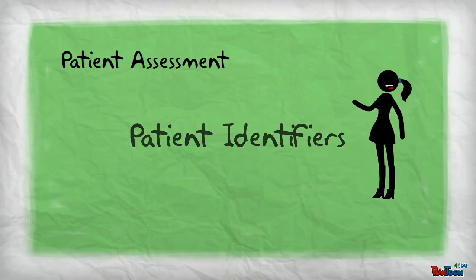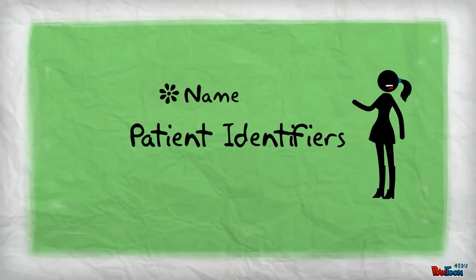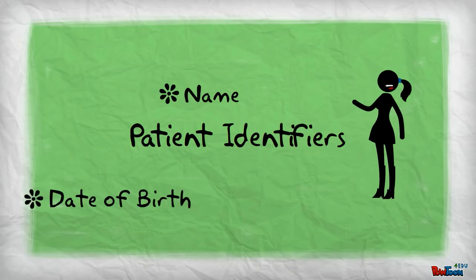The first part of patient assessment is patient identification. We identify our patients by their name, their date of birth, and by checking their wristband. So always ask name, date of birth, and don't forget to look at the wristband just to make sure you do have the right patient.